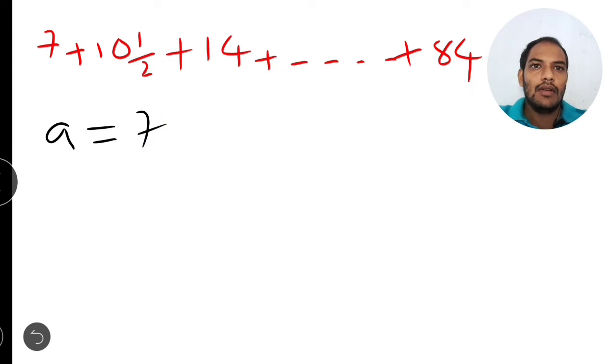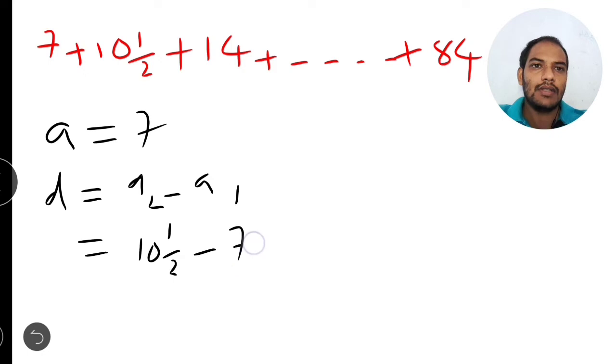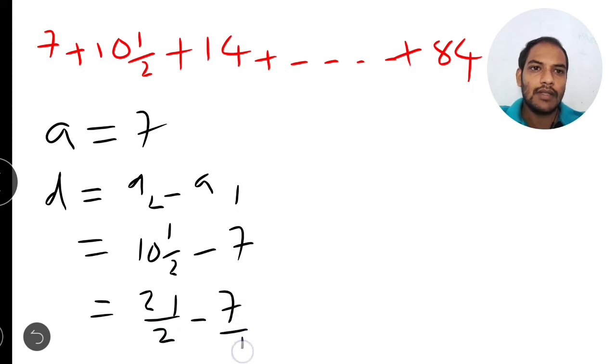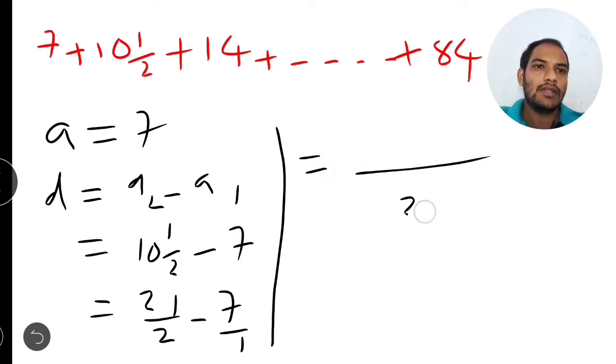A value is 7 and D value is A2 minus A1. A2 means second term, so that is 10 whole 1 by 2 minus A1, the first term. Convert 10 whole 1 by 2 into improper fraction form. 10 2s are 20 plus 1, 21 by 2 minus 7. 7 I am writing as 7 by 1. So it is equal to 21 minus 7 2s, LCM is 2. Here 21 minus 7 2s are 14. So 21 minus 14 is 7 by 2.